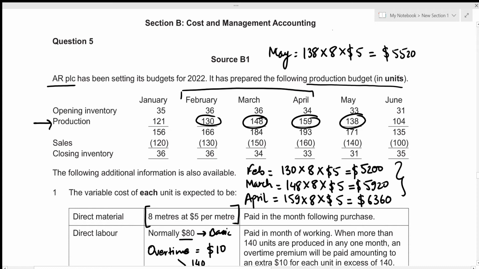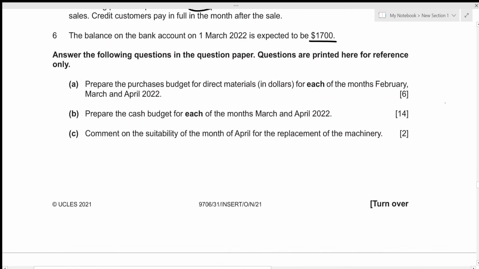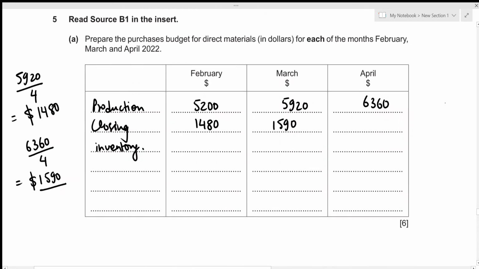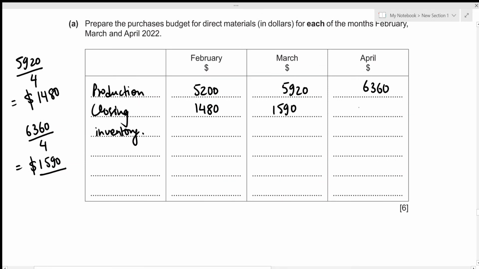Now, we know that 1/4 is going to be the closing inventory for April. So that's 5,520 divided by 4, which is 1,380. So this is going to remain as the closing inventory level for April. Let's write it down in our purchases budget. That's 1,380.